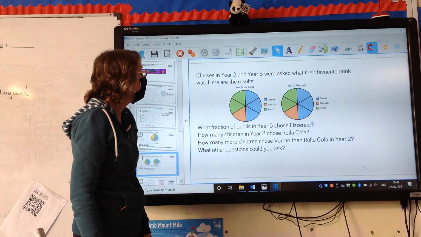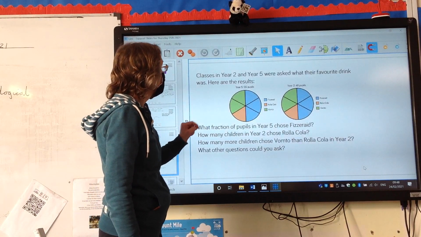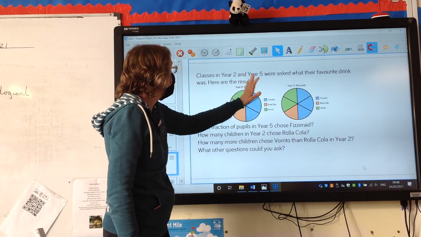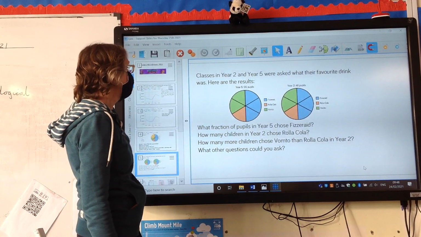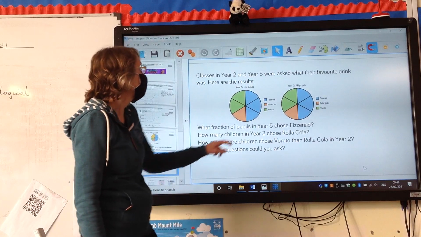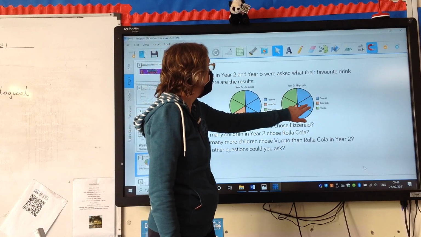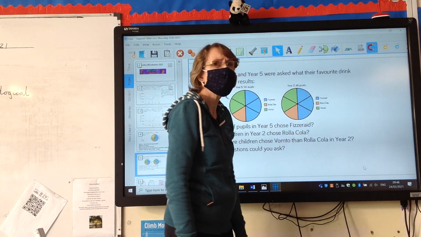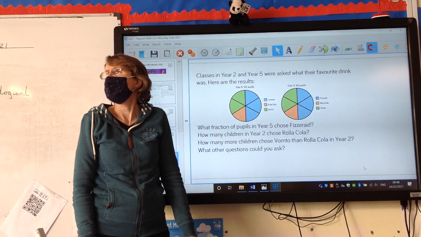Good, okay. So, you need to be very careful and work out the amount that you start with first, before you work out your fractions. So, how many children in year 2 chose Roller Cola? So we've got year 2, 48 in total. We've got 1, 2, 3, 4, 5, 6 equal sections. How many sixes are there in 48? That will be 8. Good.